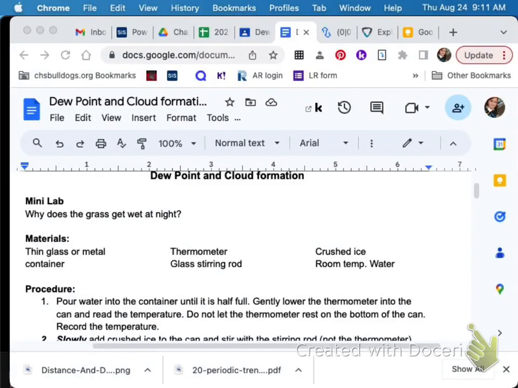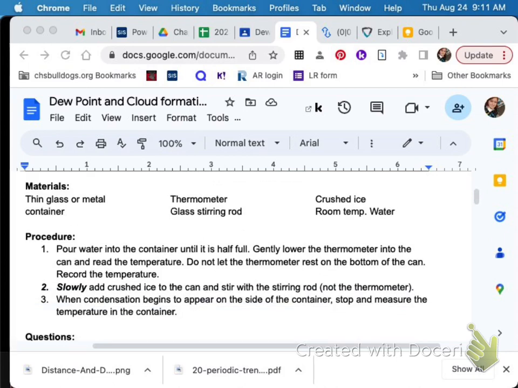You can see from our objectives that what we're going to try to answer today is what is dew point, how does it cause dew to form, and then to be able to describe how and why clouds form. So to that end, we're going to start with just a little mini lab to answer the question, why does the grass get wet at night?